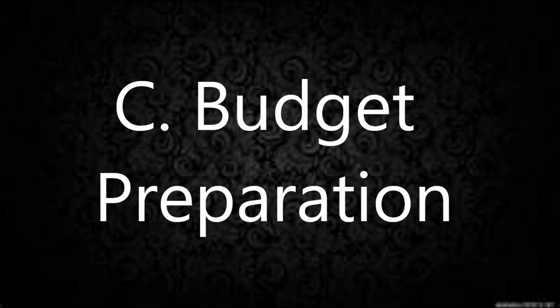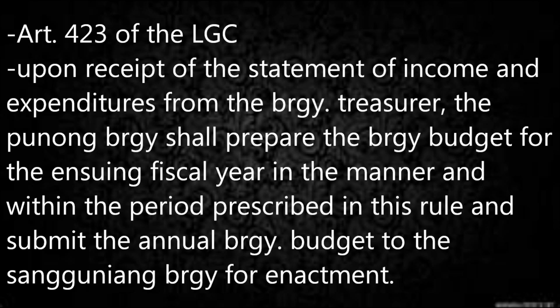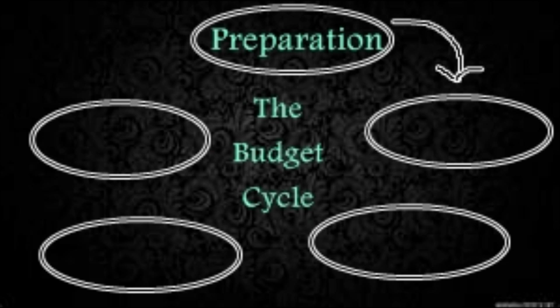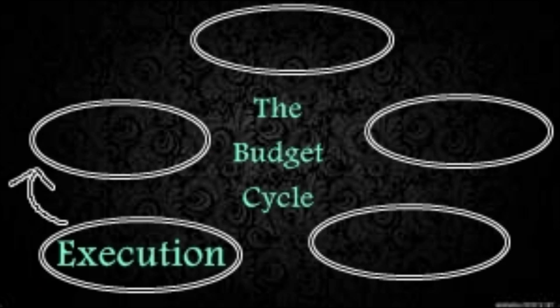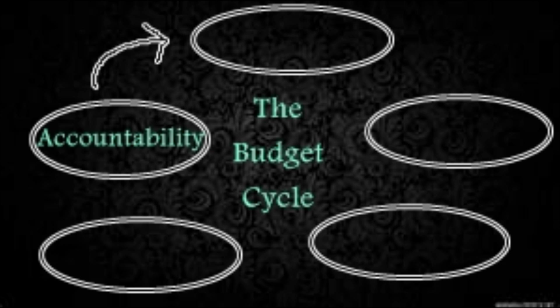Budget preparation. What does the local code say? The preparation for the barangay budget is provided in Article 423 of the LGC, which states that upon receipt of the statement of income and expenditures from the barangay treasurer, the punong barangay shall prepare the barangay budget for ensuing fiscal year in the manner and within the period prescribed in this rule, and submit the annual barangay budget to the sangguniang barangay for enactment. The budget process starts with the preparation of the budget. Next step is authorization, followed by review, then execution, and lastly, accountability.